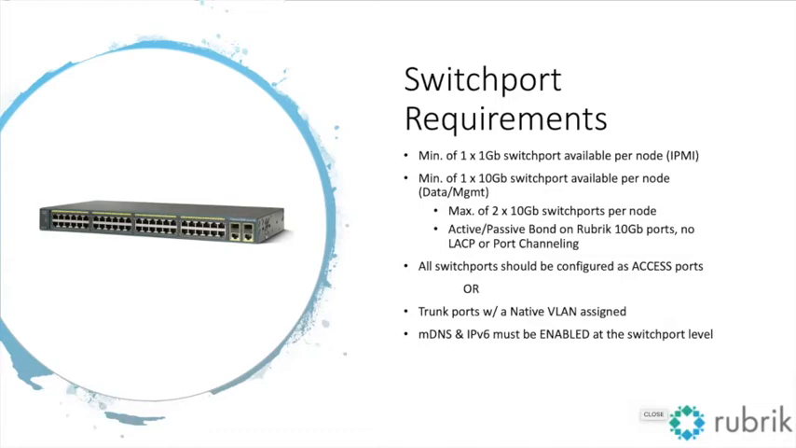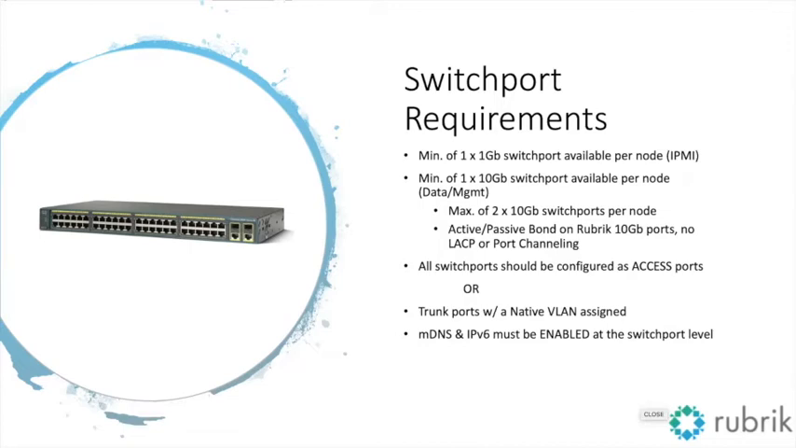As discussed before, Rubrik has the capability for redundant 10 gigabit data management connections per node. If the customer has decided to go with full redundancy, that will require a minimum of 2 10 gigabit switch ports per Rubrik node. Something to note, the 10 gigabit ports are configured as an active-passive bond on the Rubrik side, so no LACP or port channeling is required or supported.